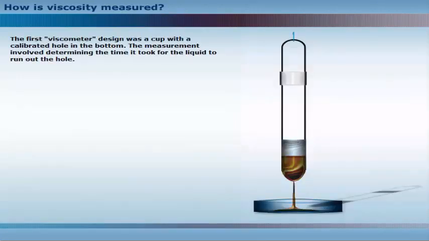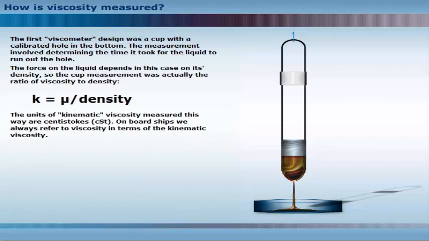The first viscometer design was a cup with a calibrated hole in the bottom. The measurement involved determining the time it took for the liquid to run out the hole. The force on the liquid depends in this case on its density. So the cup measurement was actually the ratio of viscosity to density. The units of kinematic viscosity measured this way are centistokes. On board ships, we always refer to viscosity in terms of the kinematic viscosity.